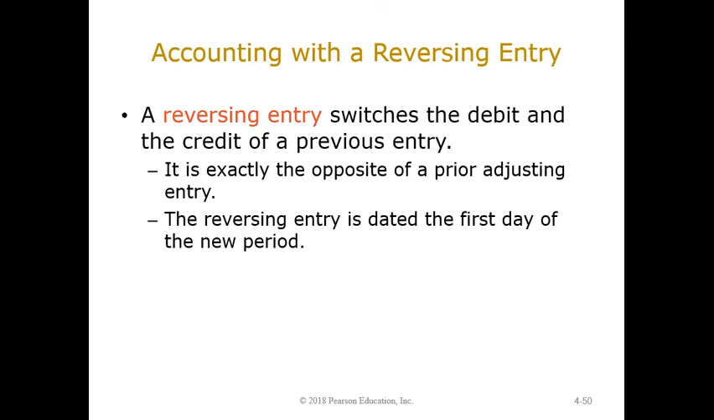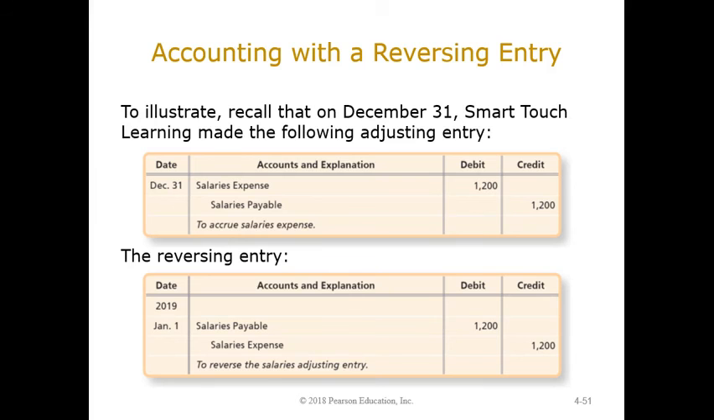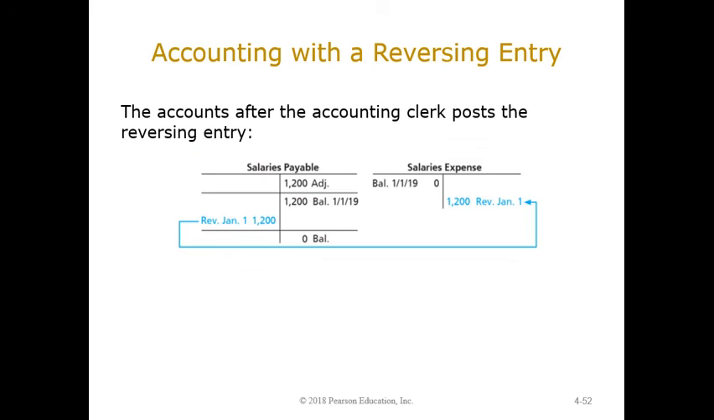A reversing entry will switch the debit and credit of the previous entry, and again, these are simply done for ease and they are not required. So if we look at this, we see that the adjusting entry was made on December 31st, and it was a debit to salaries expense and a credit to salaries payable. The reversing entry would happen on the first day of the new period, and we would simply reverse the entry. So we would debit salaries payable and credit salaries expense. So it's just a simple reverse of that.